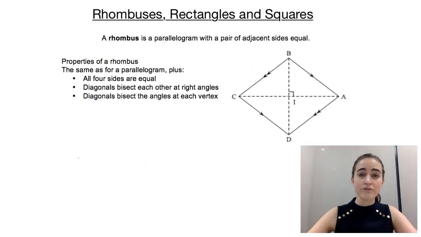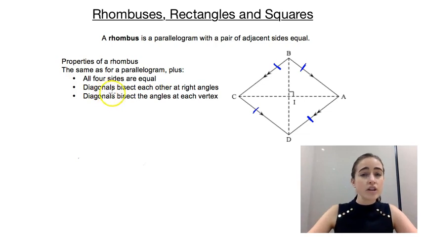So if we have a look at rhombuses first, a rhombus is a parallelogram that has a pair of adjacent sides equal. So two sides that are next to each other, like this one and this one. What that means is because opposite sides of a parallelogram are equal, that means that all four sides of our rhombus are equal in length. So the properties of a rhombus, it has all the same properties of a parallelogram, but it also has that all four sides are equal.